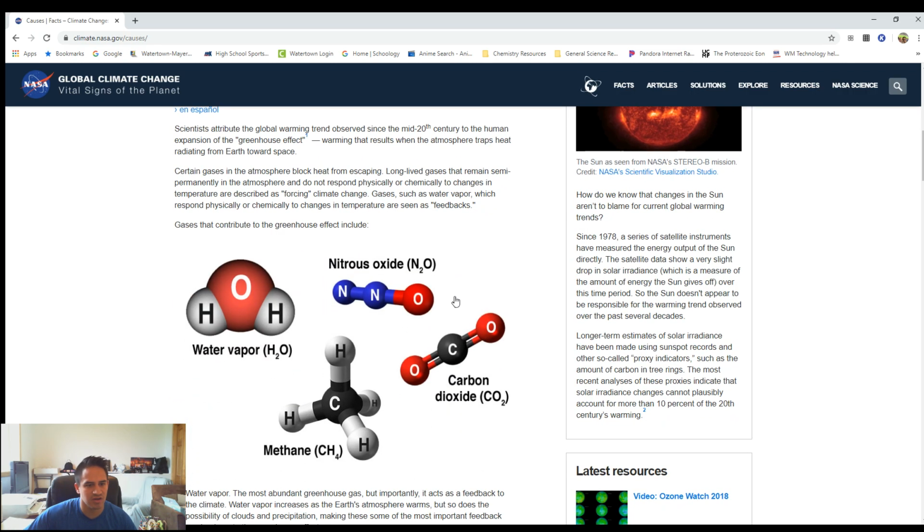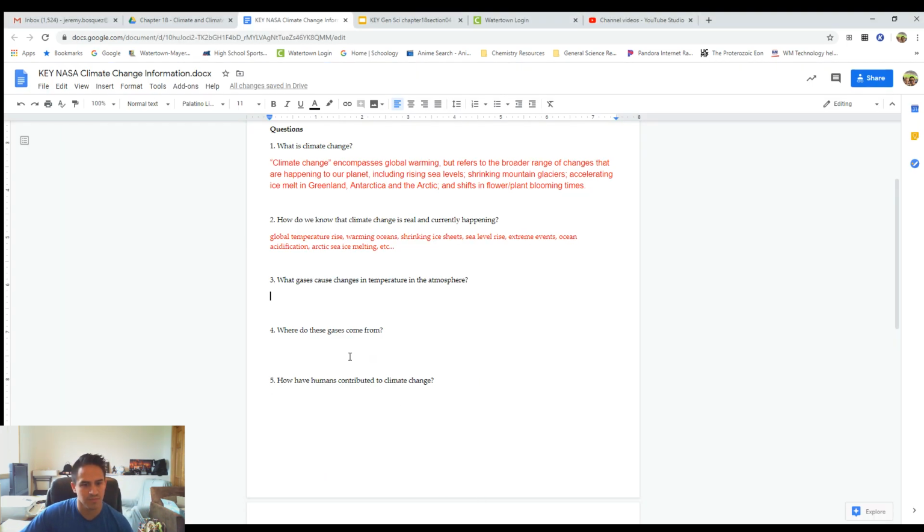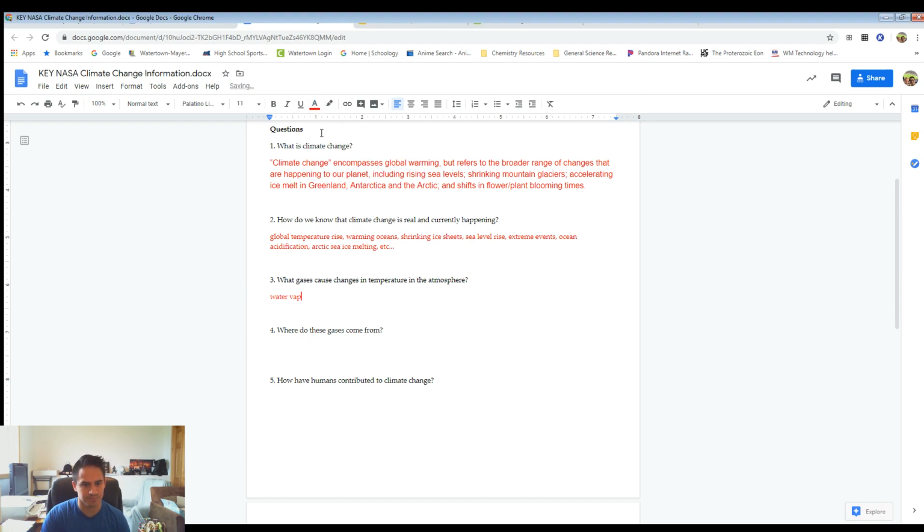And it looks like here, gases that contribute to the greenhouse effect include, so they have 4 of them here: water vapor, nitrous oxide, methane, and carbon dioxide. So these are the gases that we're looking for, and this is what we're going to put down on our worksheet here. So what gases cause changes in temperature? We have water vapor, nitrous oxide, methane, and carbon dioxide. Number 4, where do these gases come from?